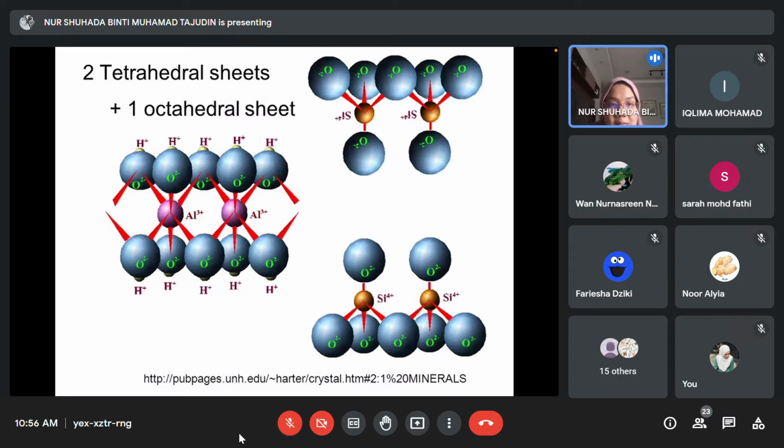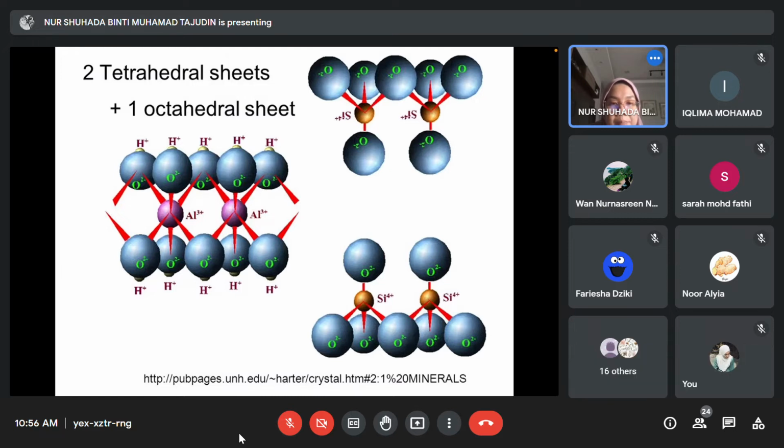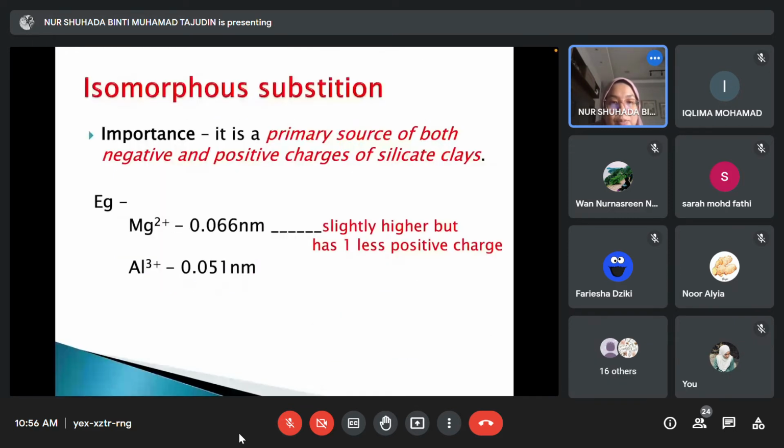Okay, kejap Mana pula benda ni? Oh, okay, yang ni nantilah saya ajar pasal yang tu.